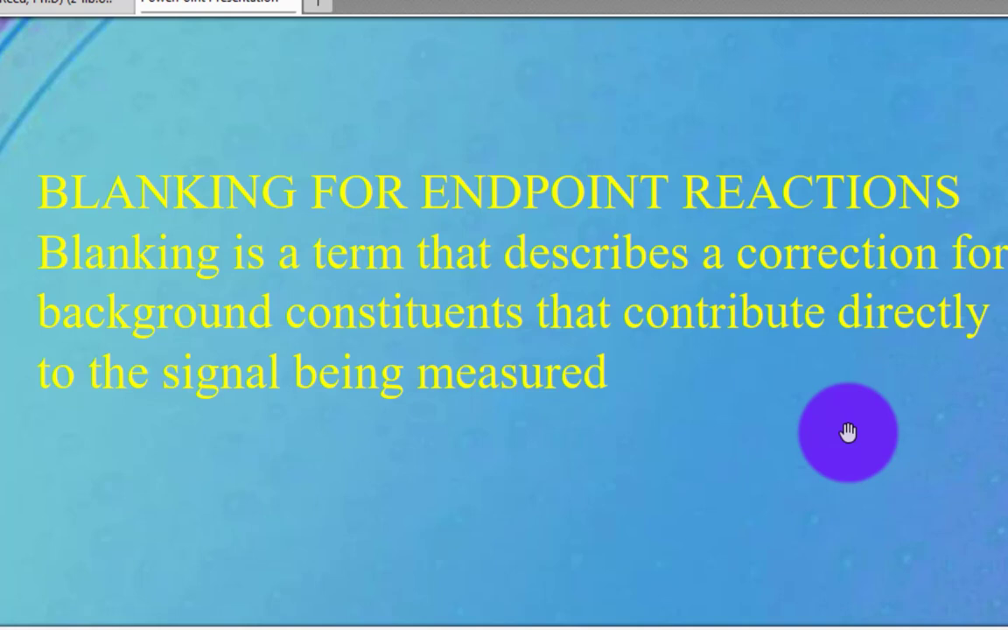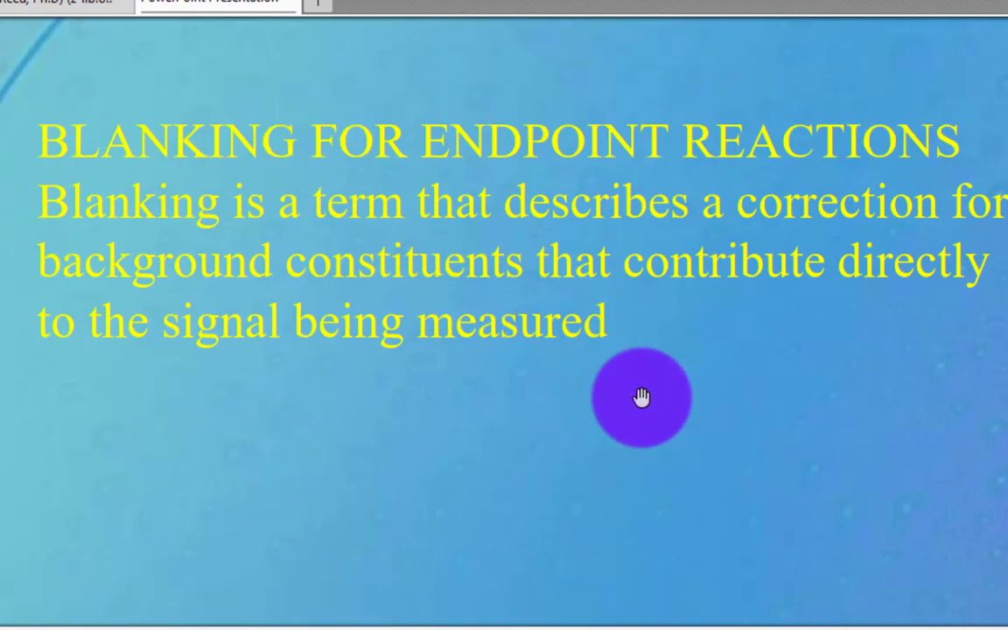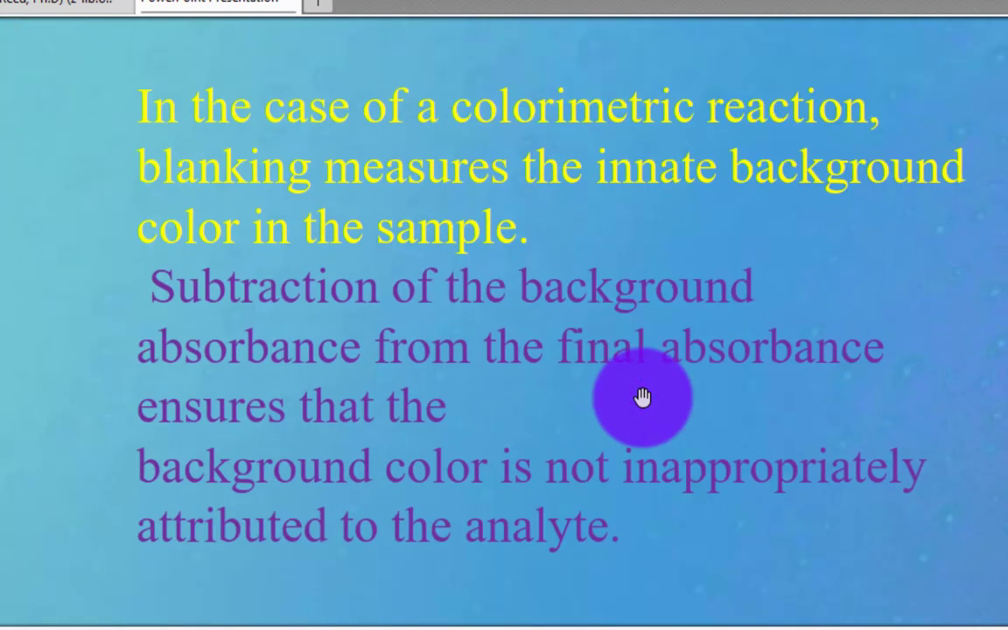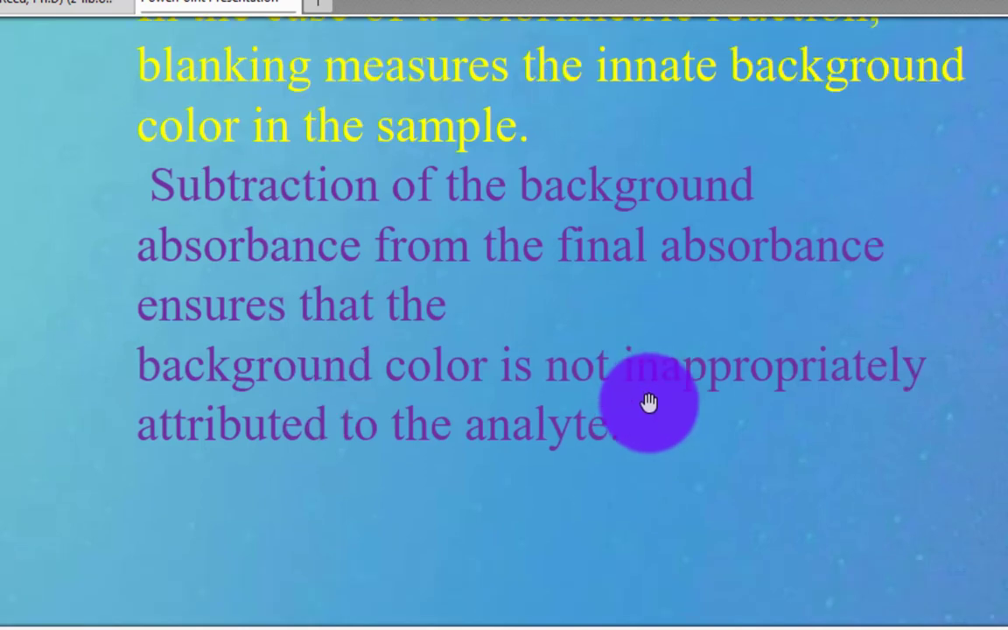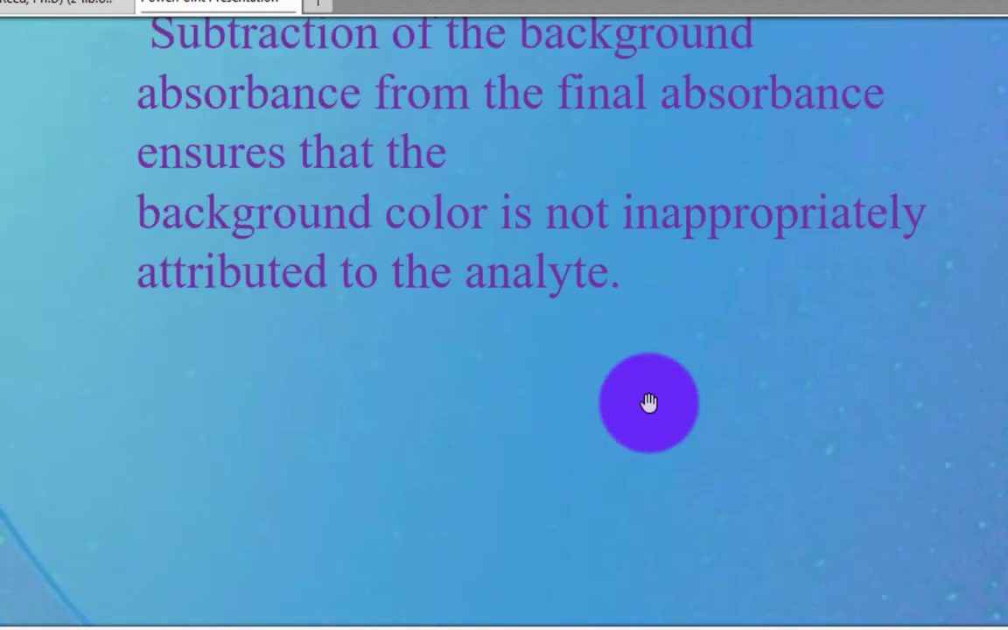Blanking is a term that describes a correction for background constituents that contribute directly to the signal being measured. In the case of a colorimetric reaction, blanking measures the innate background color in the sample. Subtraction of background absorbance from the final absorbance ensures that the background color is not inappropriately attributed to the analyte.